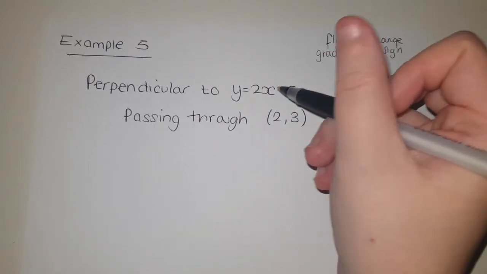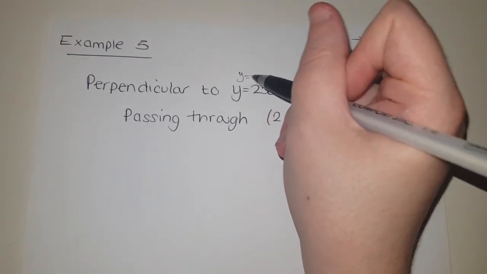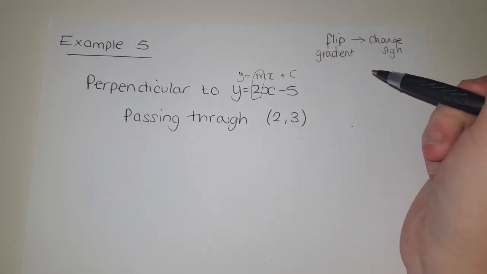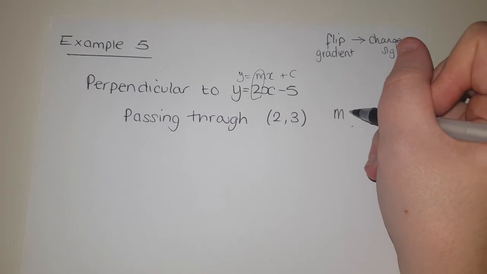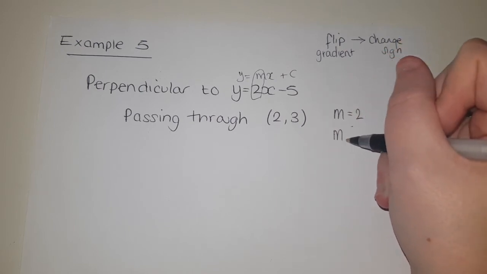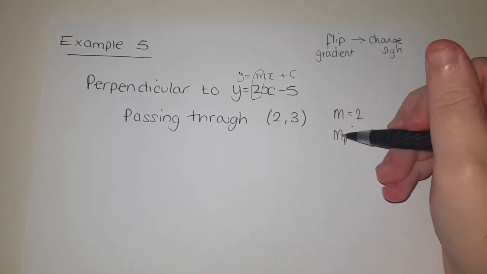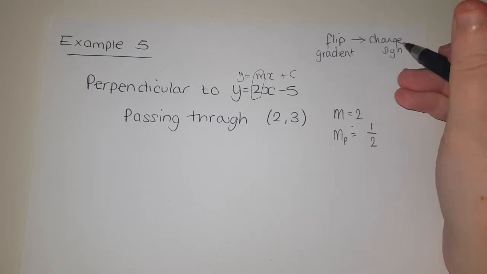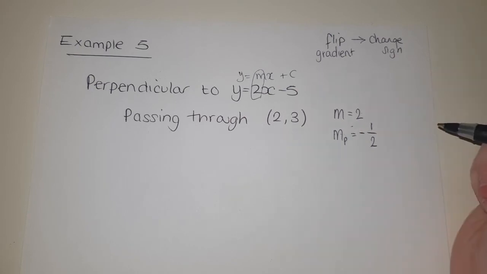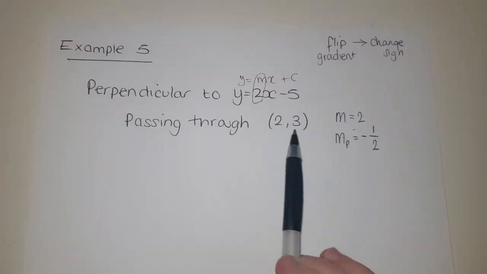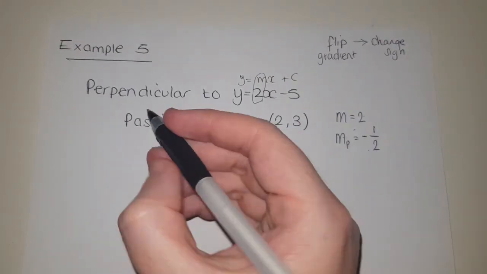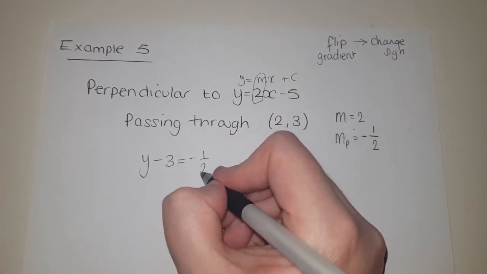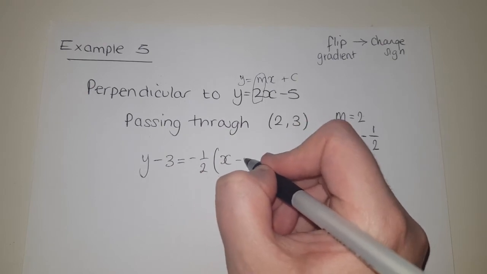So in this case, first of all, this is in the format y equals mx plus c, so the gradient of this line is 2. If the gradient of the line I'm given is 2, the gradient of our perpendicular line, which I'm going to write as mP, is flip the gradient, so it's 1 over 2. Change the sign so it's not positive anymore, it's negative. So using my point and my new gradient, I've got y minus 3 is equal to minus a half of x minus 2.